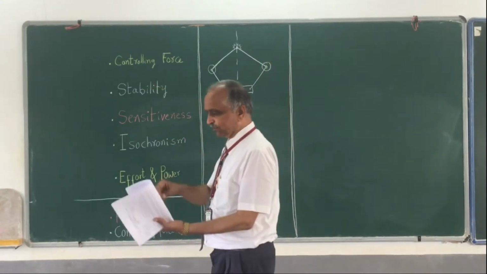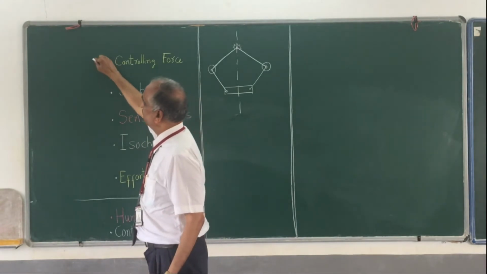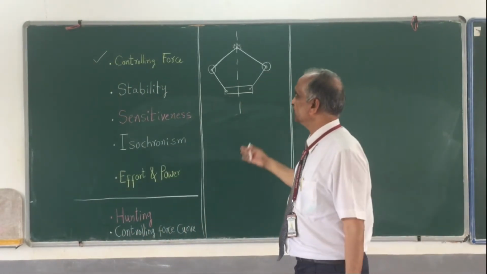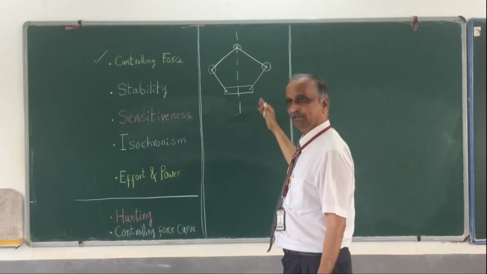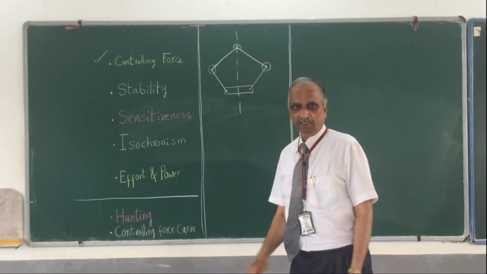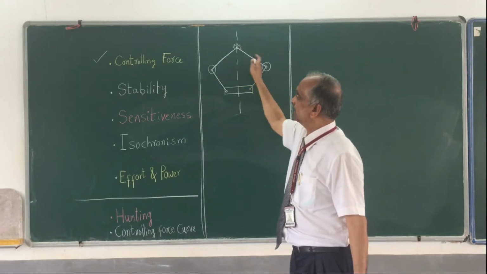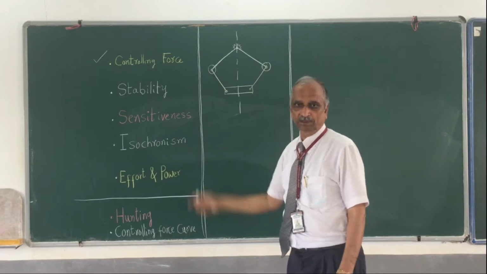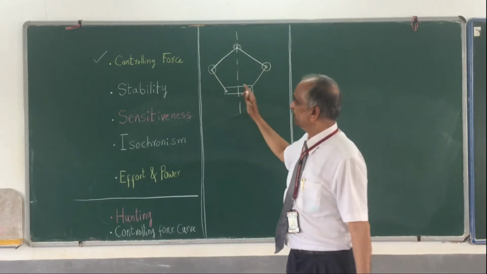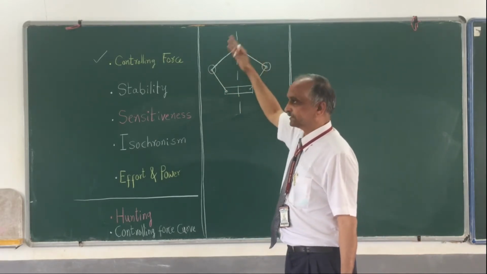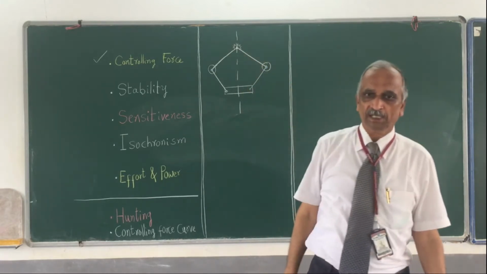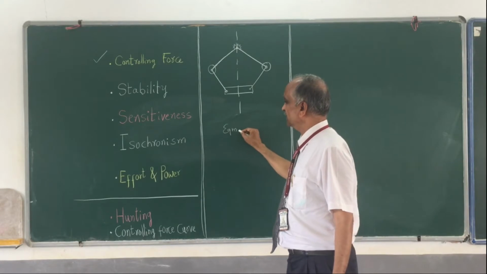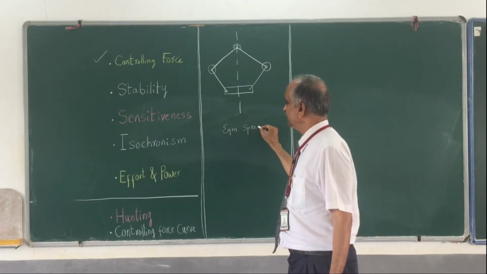So controlling force, the first term I would like to take. To help you understand, I have drawn a diagram here. I hope you all agree that it is a Porter governor. Upper arms are hinged on the axis, and this is the sleeve. These are the lower arms. These are the governor balls. Let me assume that this governor is rotating at an equilibrium speed. I hope you understand what I mean by equilibrium speed.